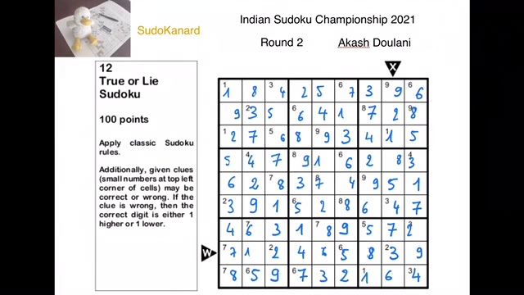this True or Lie Sudoku by Akash Dulani. And as usual, this was a very good puzzle by Akash.